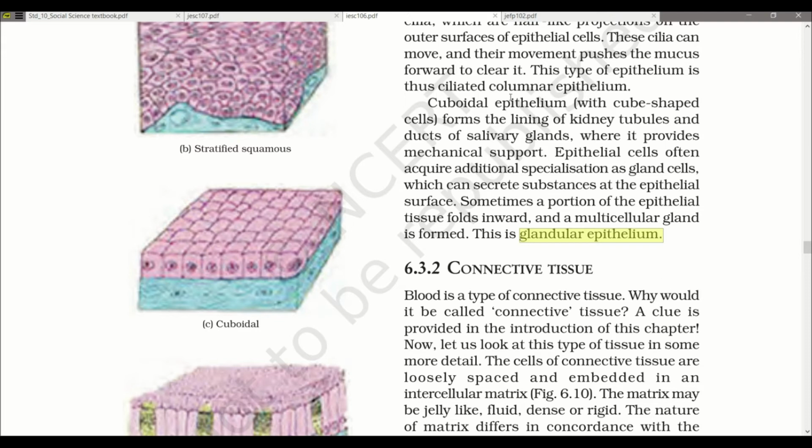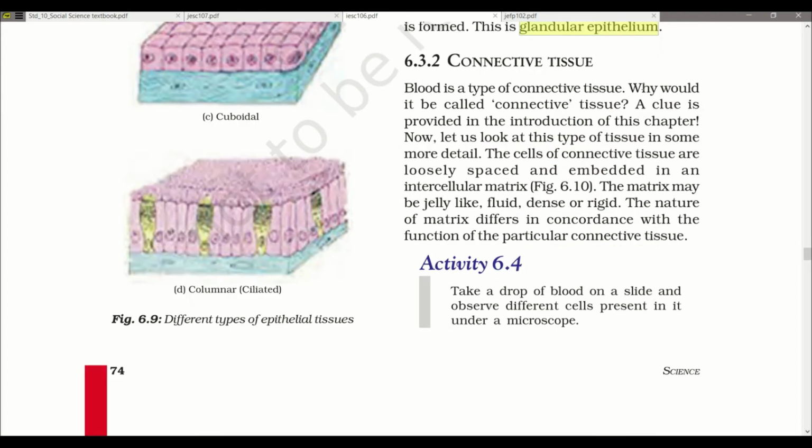So dear students, cuboidal epithelium, which is the lining of kidney tubules and the salivary ducts, provides mechanical support, and it has special gland cells which secrete substances at the epithelial surface. This epithelial tissue folds inward, and that is why it is called glandular epithelium. The next tissue in animals is connective tissue.